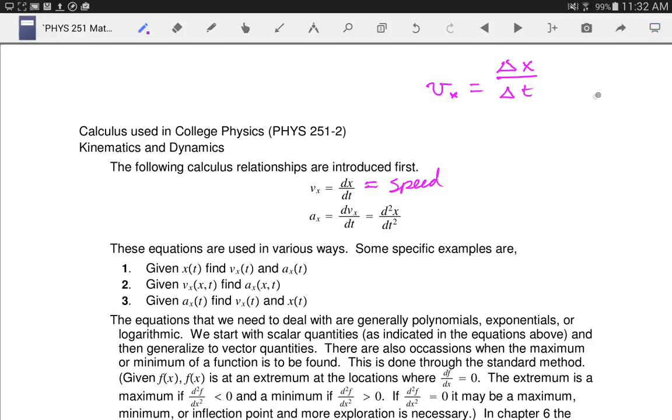So this is how they will see it in general physics. That delta means the change. There we go, that's Sally.